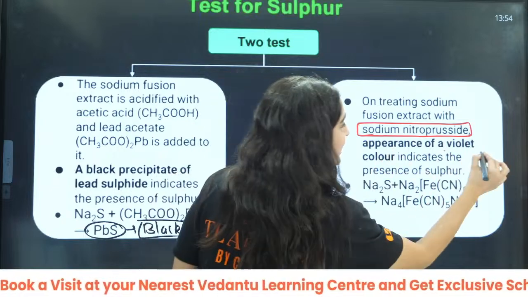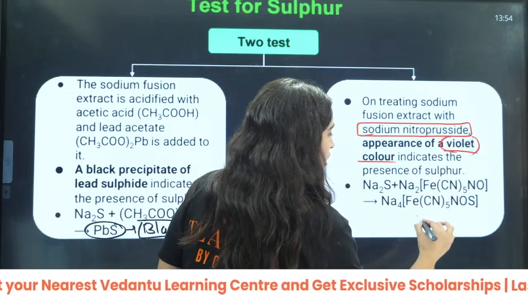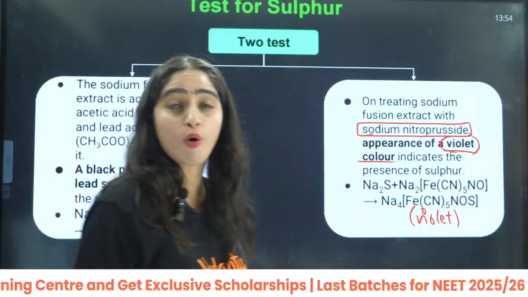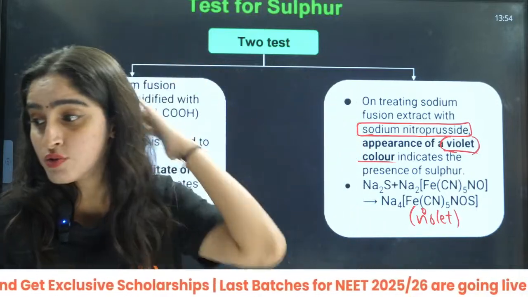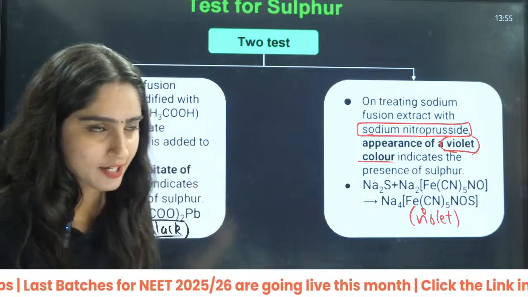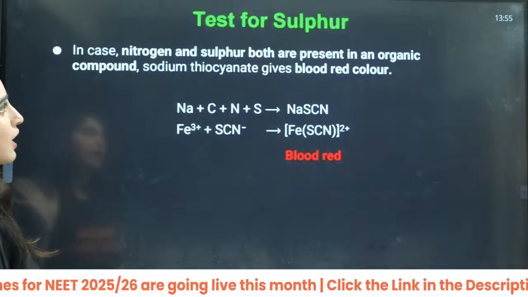Okay. So with this, what will you have? You will have a violet color precipitate. The colors are very important. The violet color precipitate is formed here. That is the third reaction.